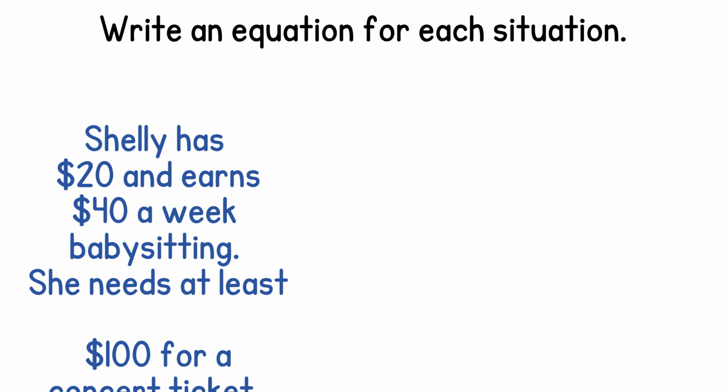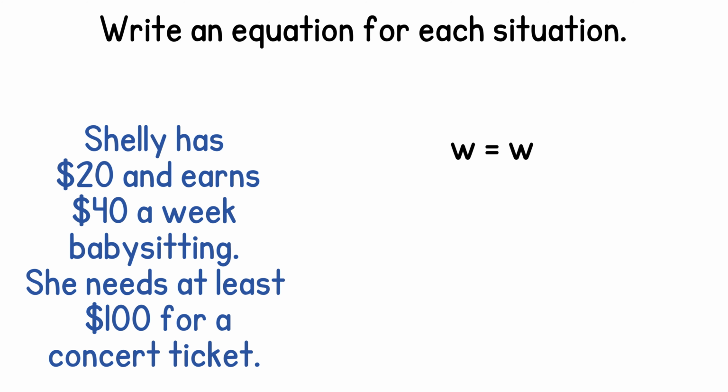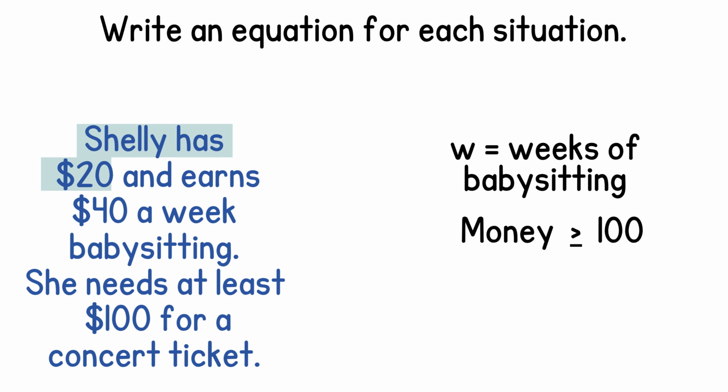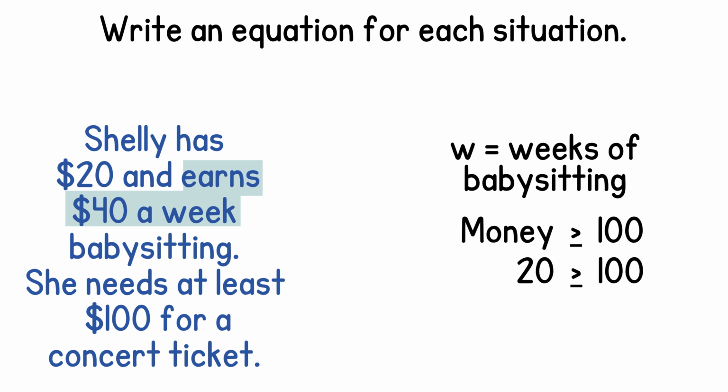Next we have that Shelley has $20 and earns $40 a week babysitting. She needs at least $100 for a concert ticket. Let's let W be the weeks of babysitting that she does. We know that she needs at least $100. So we know that the money she has must be greater than or equal to the $100. We know that she already has $20. So we'll include the $20 in her money. And we know that she earns $40 a week babysitting. So we can add the $40 times every week she babysits, and now we have the total that she needs to have at least $100 for the ticket.